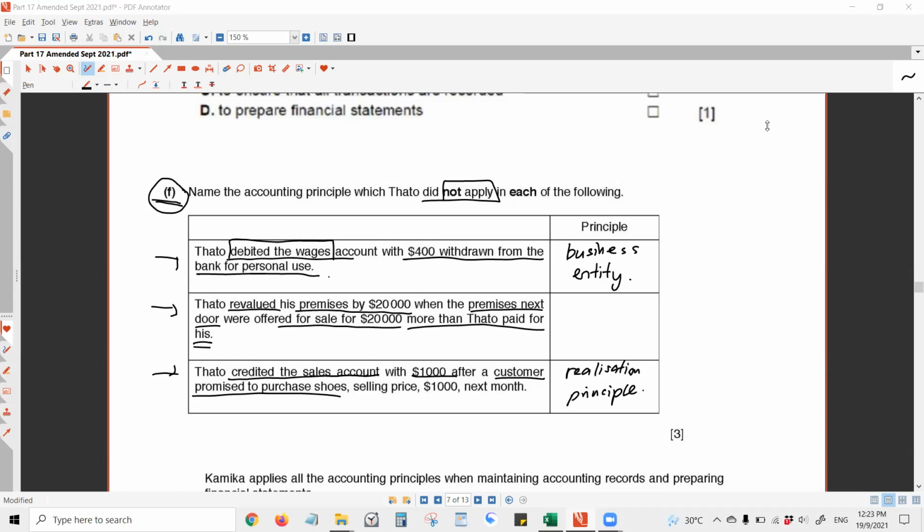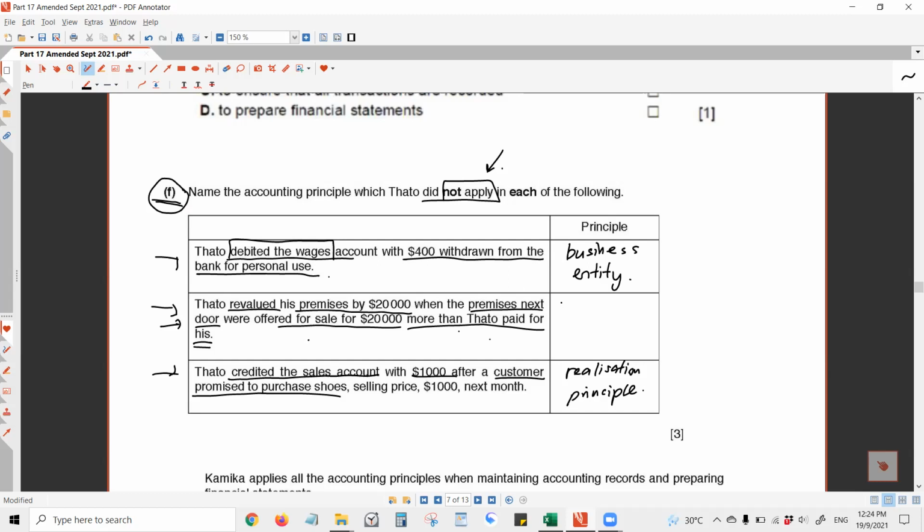Adeline, what are your answers? I didn't notice that you have not responded. Okay, I have to continue. I cannot wait further. So what does this mean? Which accounting principle Tato has not applied?